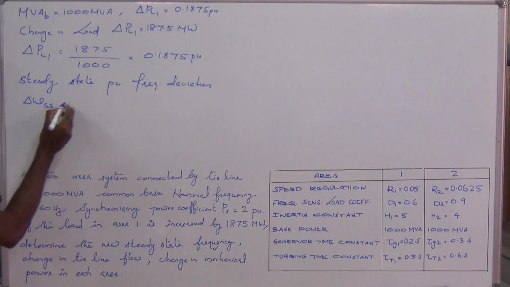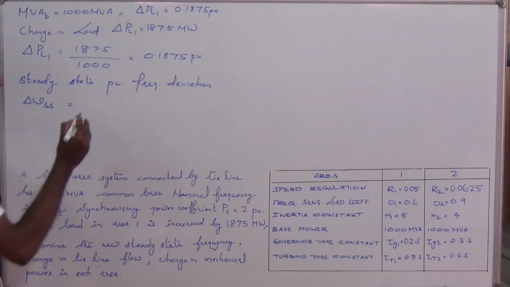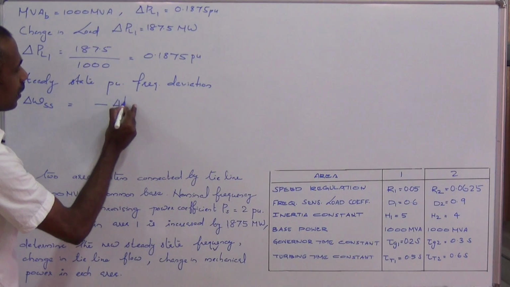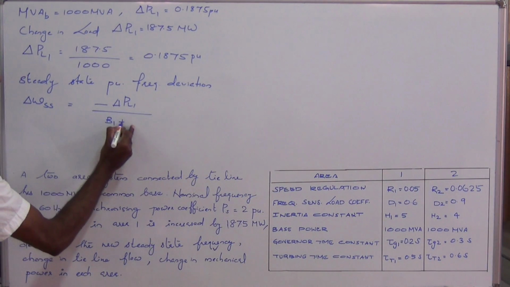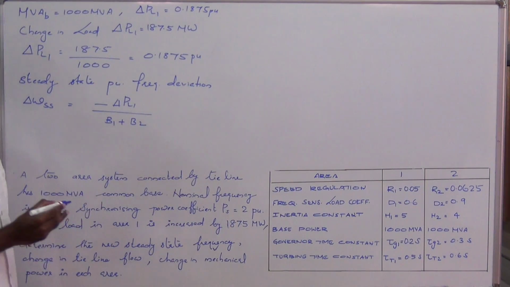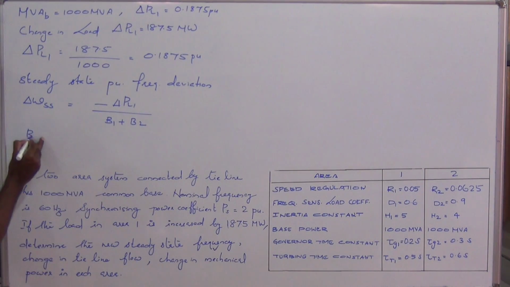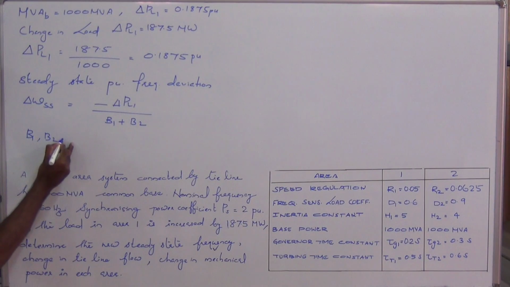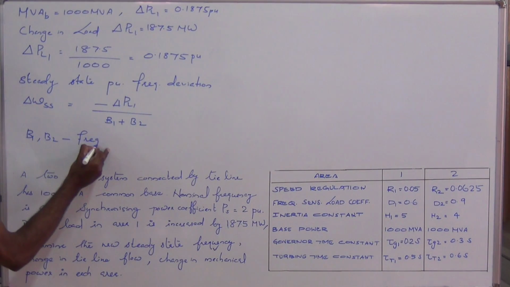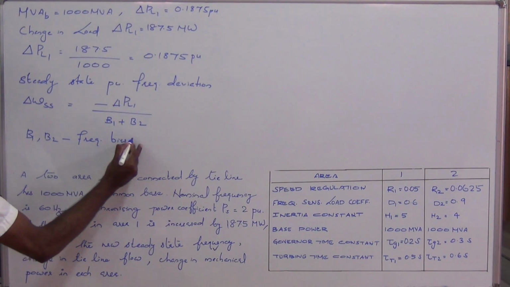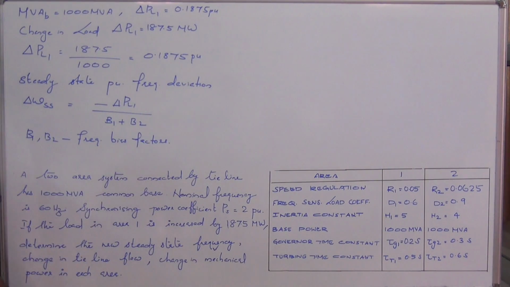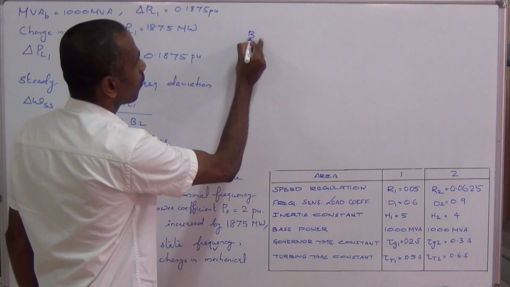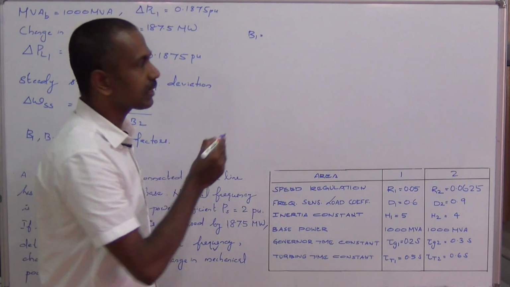Delta omega SS is equal to minus delta PL1 divided by B1 plus B2. B1 and B2 are called the frequency bias factors. B1 equals 1 by R1 plus D1.